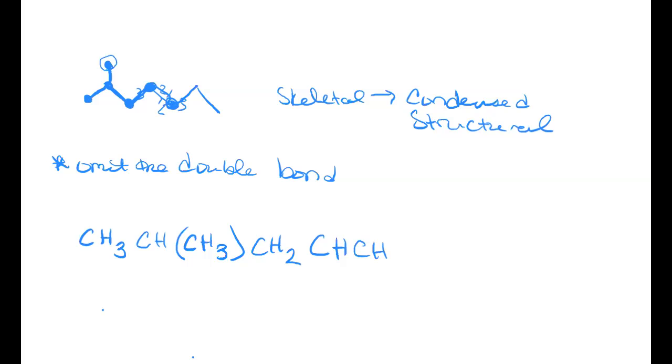Then we're going to go on to our next carbon in the parent chain. This one has 2 bonds, so that would be CH2. And then this one here has 3, so that's CH3.